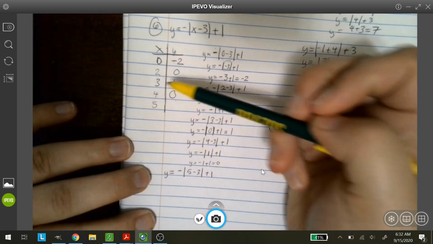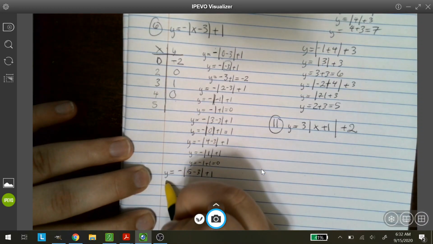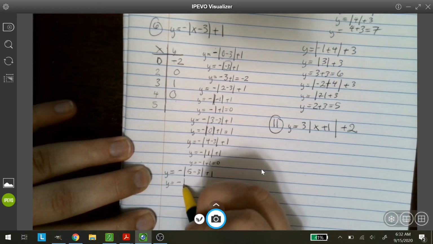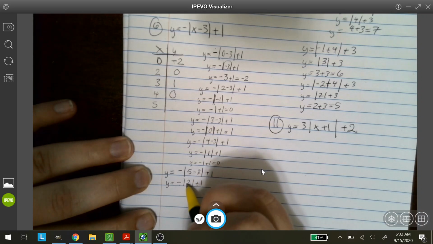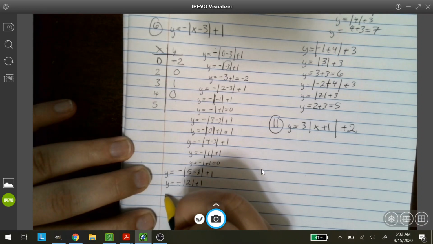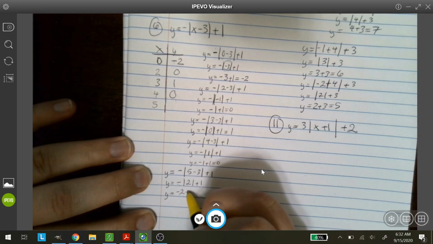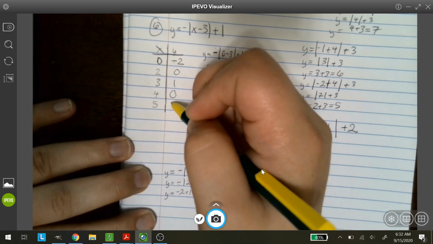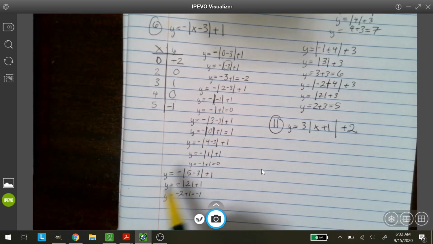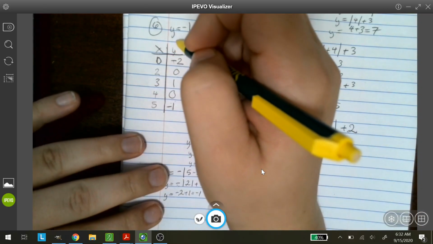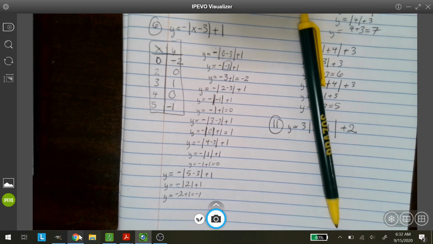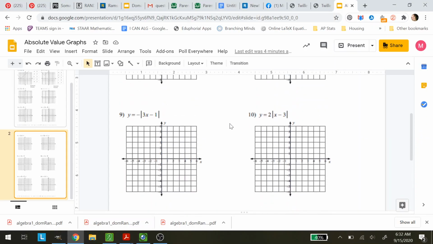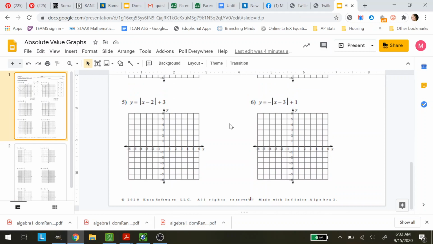Oh, it won't be because that's not the same distance. 5 take away 3, 2. Absolute value of 2 is 2. We put the negative on it. -2 plus 1, -1. Alright, we're going to take this and let's go put it on the graph. There we go.